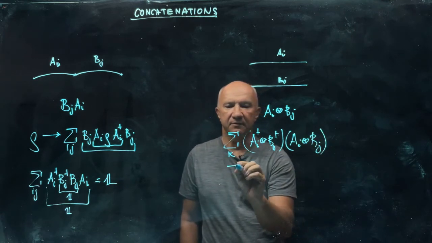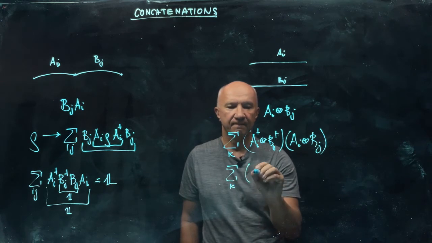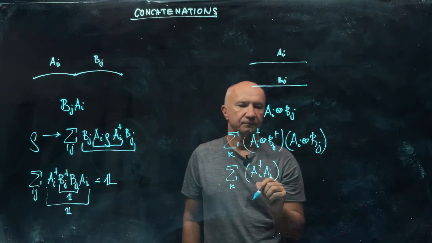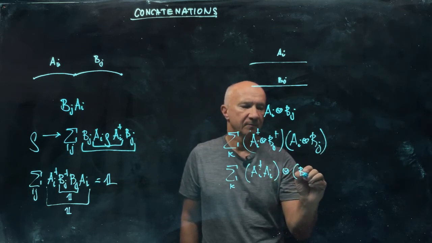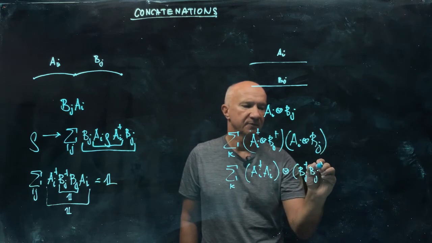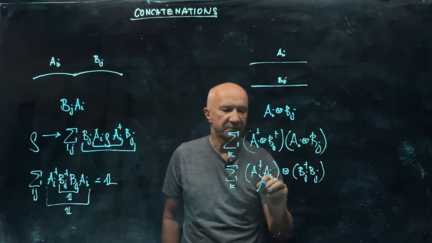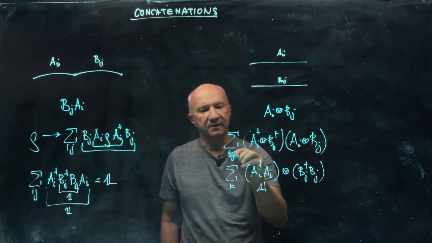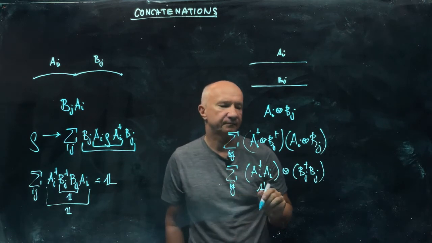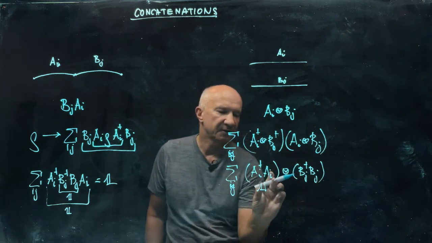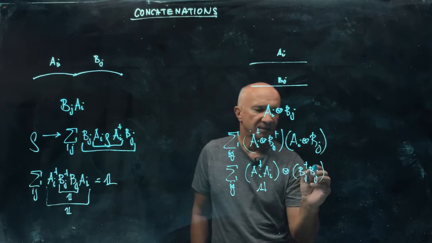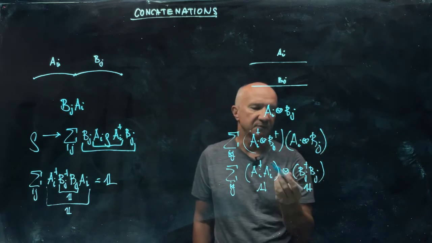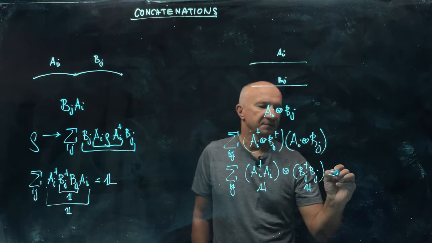which is equal to the sum over i, j of A_i dagger A_i tensor B_j dagger B_j. Now this is a trace preserving map, so this has to sum to the identity. The summation here is over i and j, so I sum over i and get identity here, and I sum over j and get identity here, simply because B is a trace preserving map, so the tensor product of the two identities is the identity.